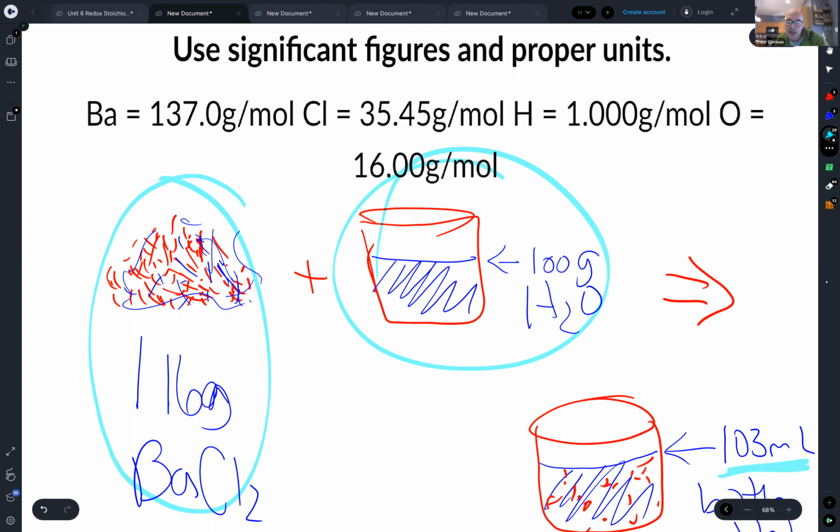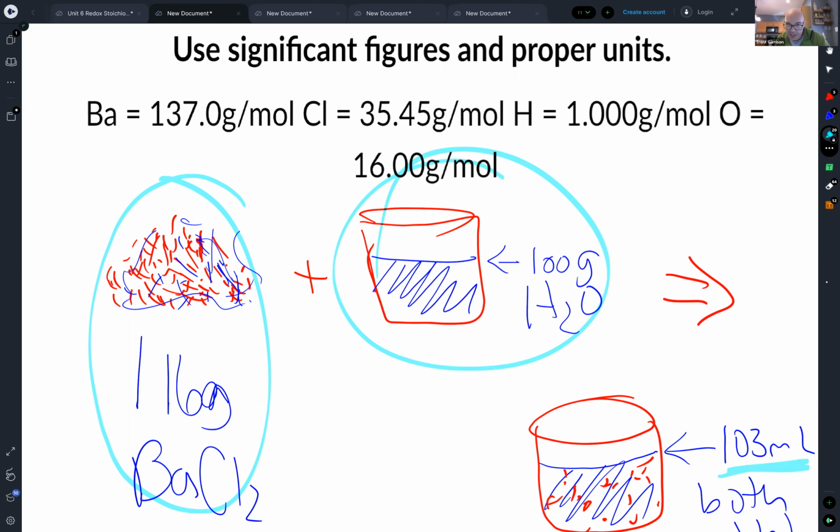In question number 11, you are given a scenario where you've got some solid. You've got 116 grams of barium chloride, and that's this over here to the left side of my images here. And then you're adding it to 100 grams of water. Now, what happens though, is we end up with 103 milliliters.